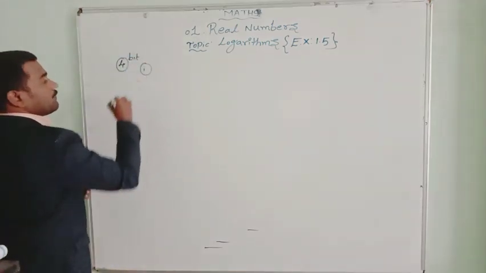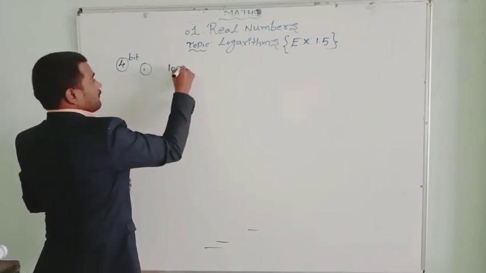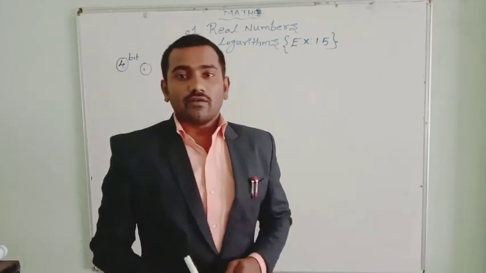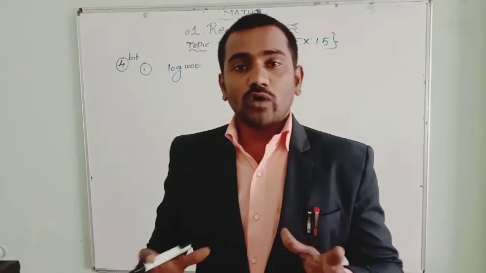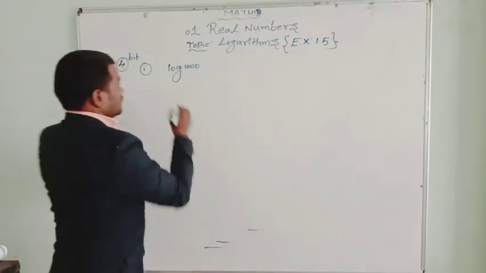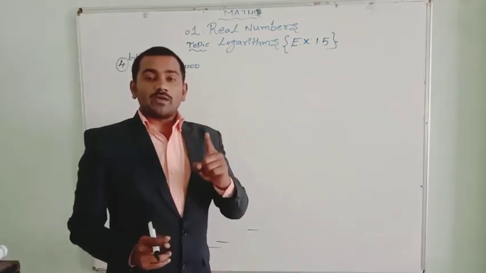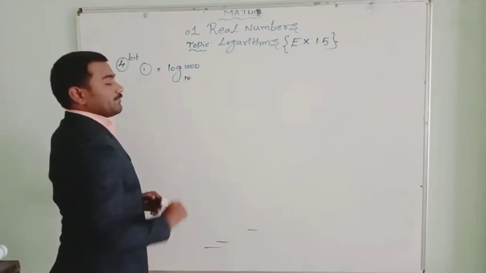First question, log 1000. What we need to do for this? We have to expand this log 1000. So how to expand? Let me do it here. If there is no base, as I already told you, our base is 10. Let's write it as 10.